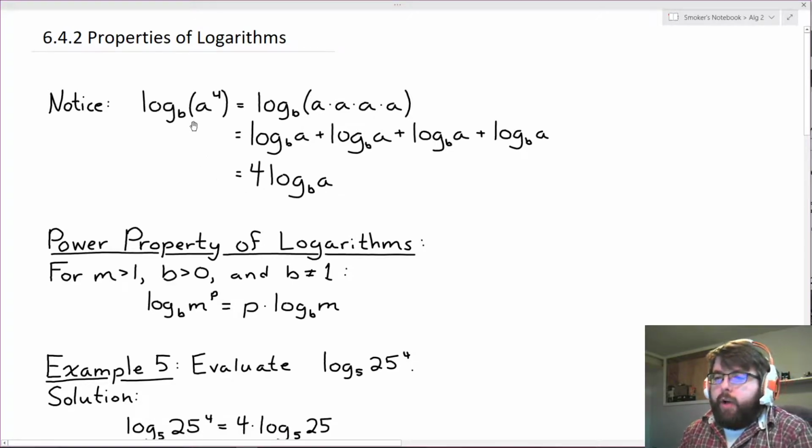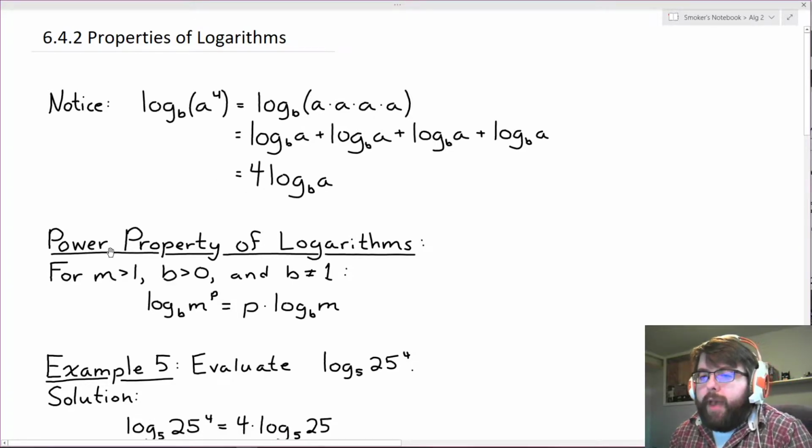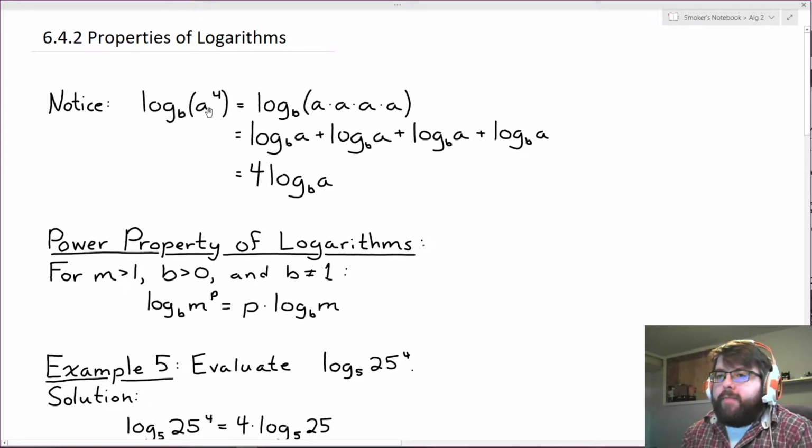So this actually shows us how we can use a property called the power property. When you have log base b of a power, you can take that power and pull it out and put it in front of the log. This power up here goes down here. The power property of logarithms. So in general, without specific numbers, log base b of m to the power of p is equal to p times log base b of m.